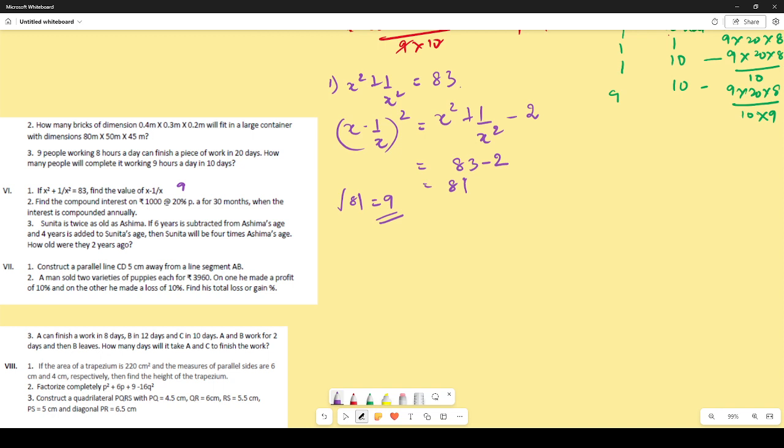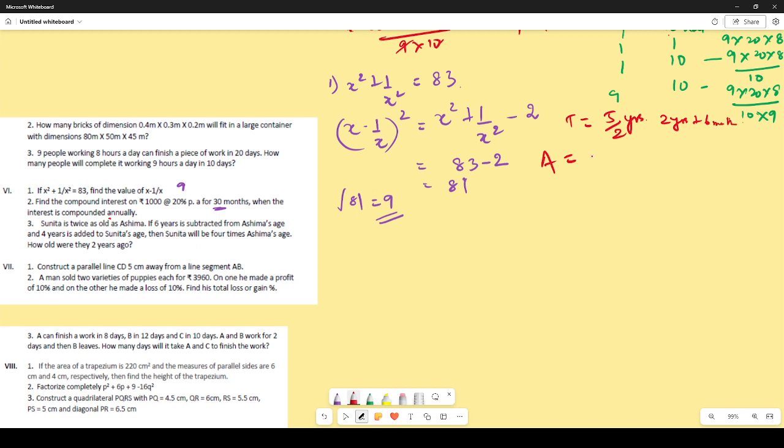Find the compound interest on 1000 rupees at 20% per annum for 30 months. Now here, remember, when you are using the compound interest formula, you are using it for a whole number of years because it is being compounded annually. So the time is 5 by 2 years over here. You cannot use 5 by 2 in the power form over here, not yet. So what we do is we take 2 years plus 6 months.